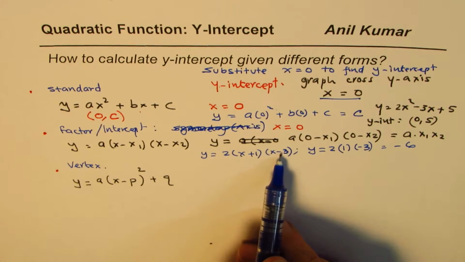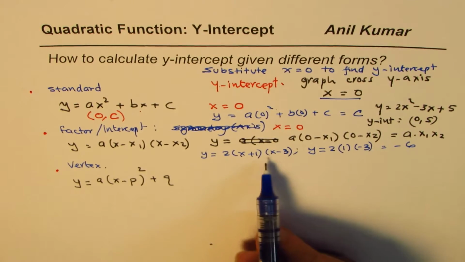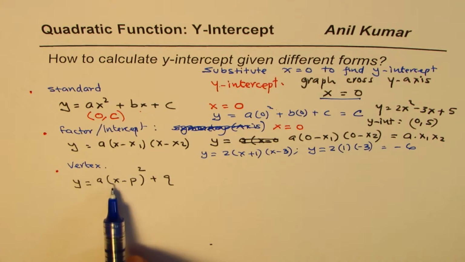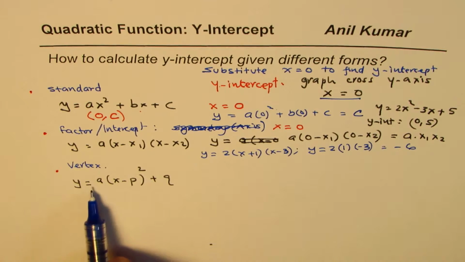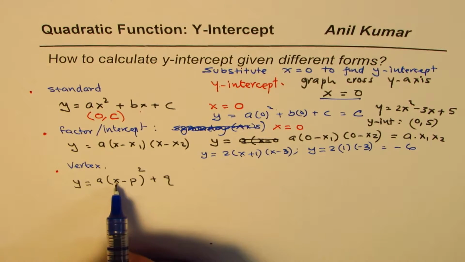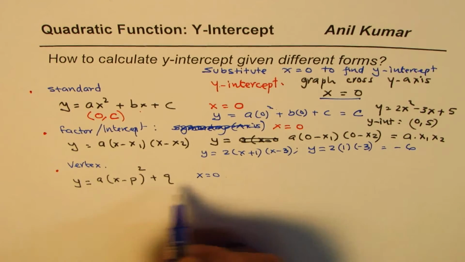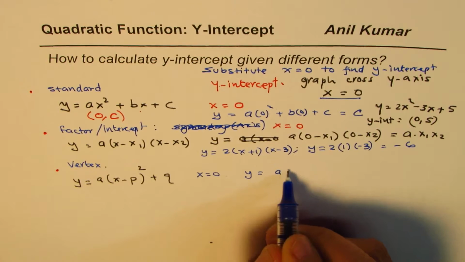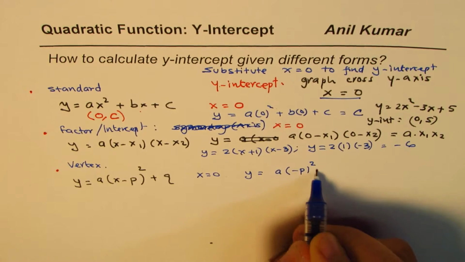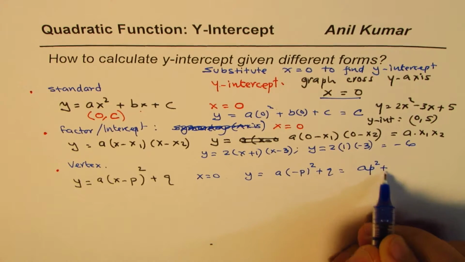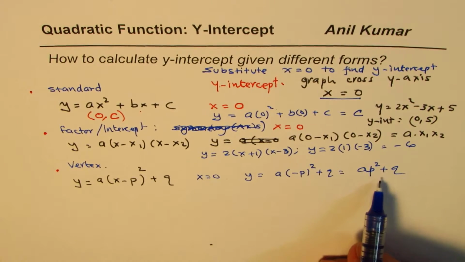You may have just one root also, right? But that is your answer. Just multiply them. Okay. Now let's look into the vertex form. How do you find the y-intercept here? If I write 0 here, what do you get? If x is equal to 0, in that case we have y equals a times (minus p) whole squared plus q, which is a p squared plus q. Simple as that. That is your y-intercept.